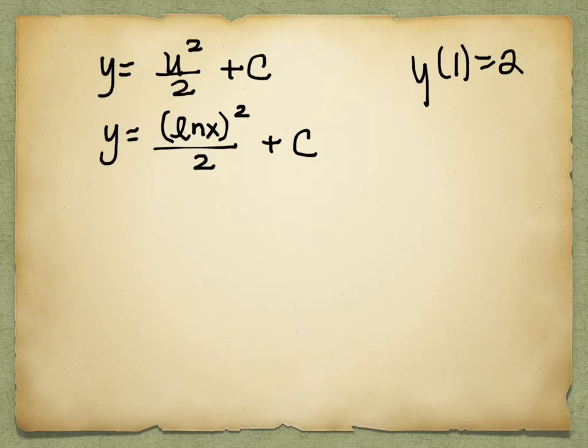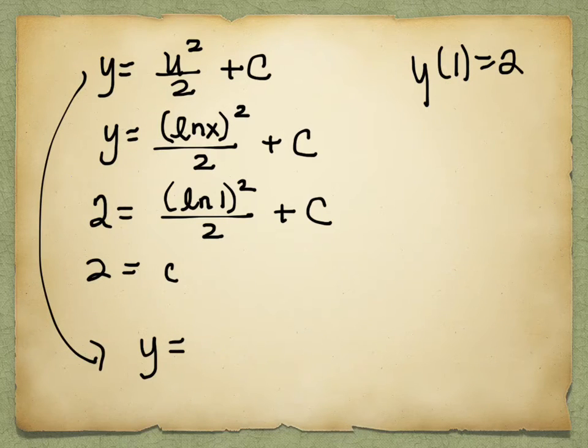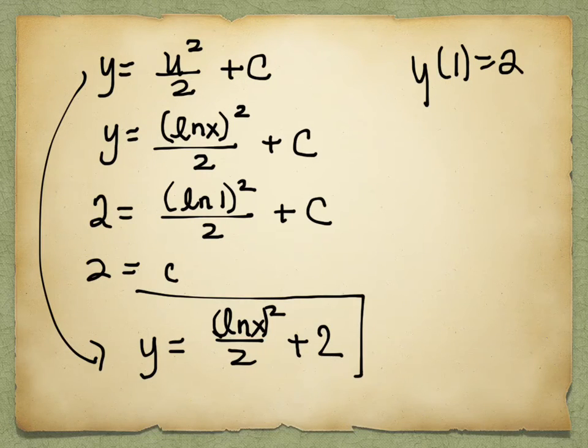So we're going to put the 1 in for x, right? And the 2 in for y. So this is 2 equals the natural log of 1 quantity squared over 2 plus c. All right, so what is the natural log of 1? It is 0. 0 squared divided by 2. So what's c? c is 2. So my particular solution, which was what I was asked to find, is that y equals the natural log of x quantity squared over 2 plus 2. Fantastic.